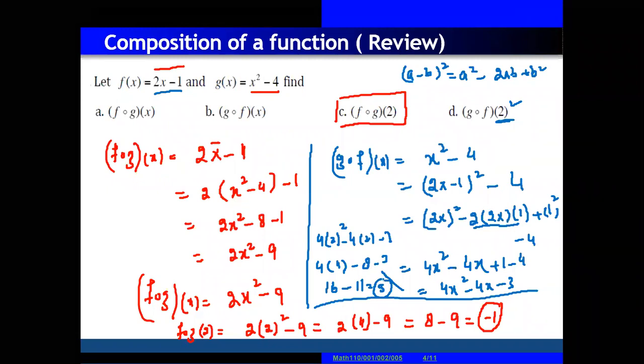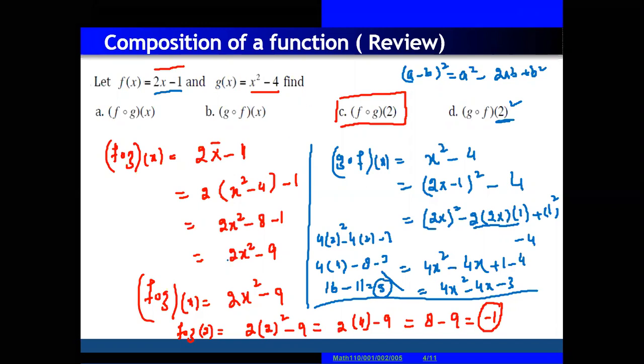Yes, this was a review. If there is any question, I can explain again, I can solve again. Yes, any question regarding composition? Excuse me, Professor, can you please explain the first question?